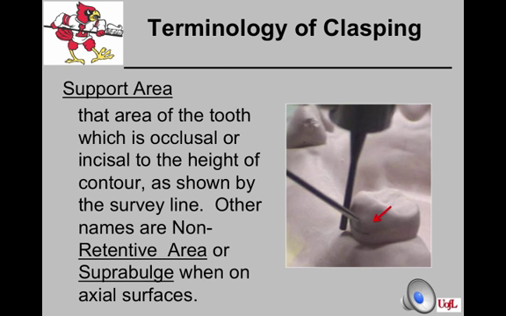The support area is that area of the tooth which is occlusal to or incisal to the height of contour, as shown by the survey line. Other names for this area are non-retentive area or suprabulge when on axial surfaces.